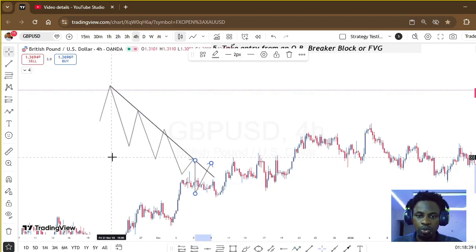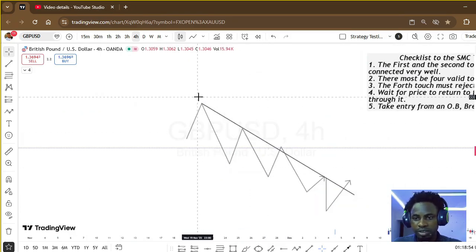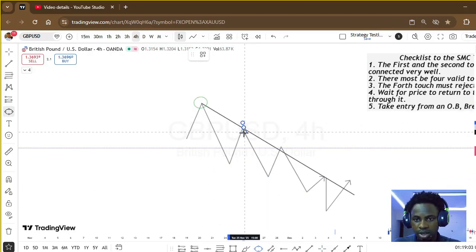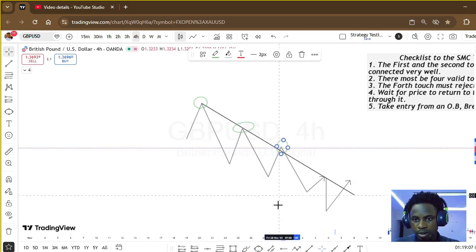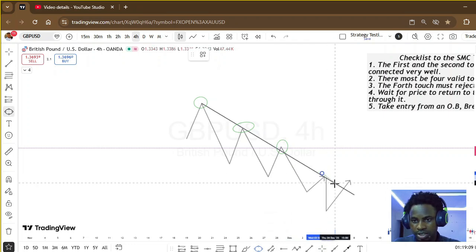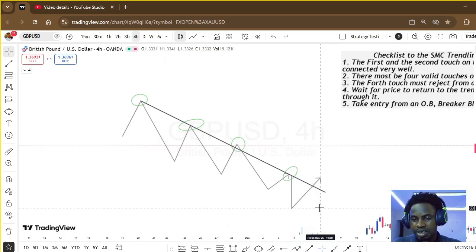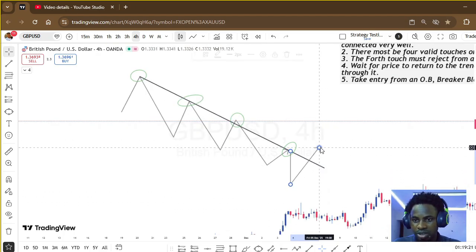If you count these waves, let's just use this part here. We see this was the first touch here, the second one here. If I highlight every point, we have the first one here, our second touch was here, we had the third touch here, and the fourth one is this one here. So now this fifth one here is where we are interested in getting in. We want to wait for it to break outside of it like this.